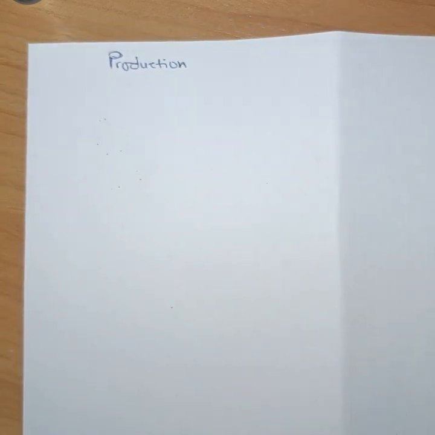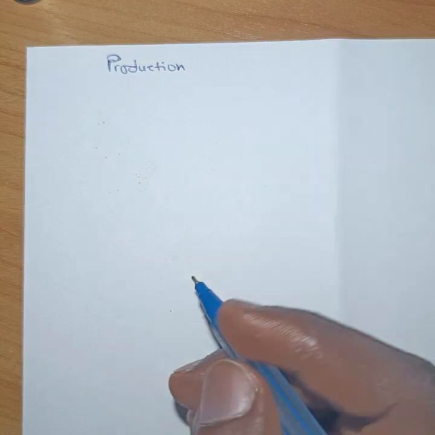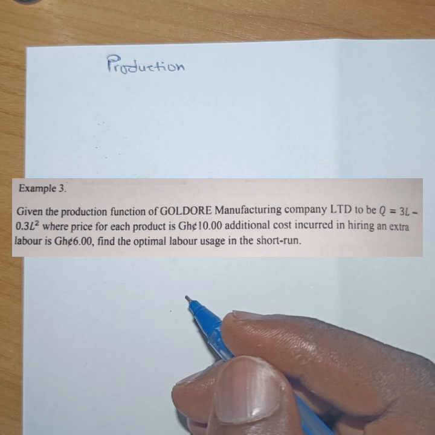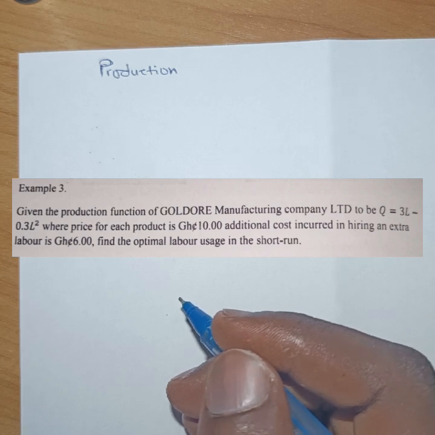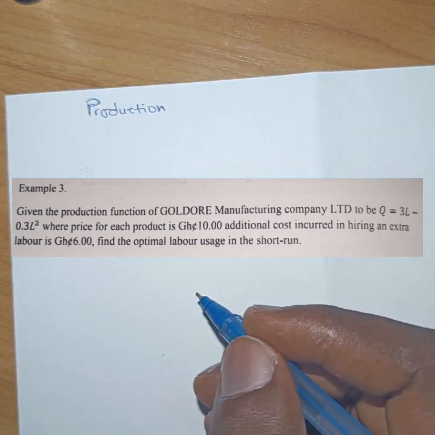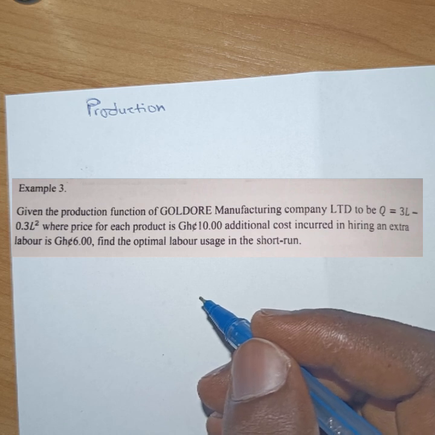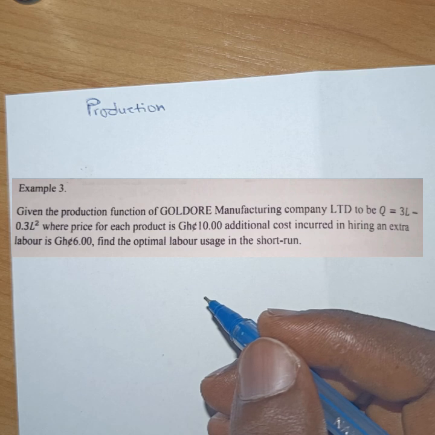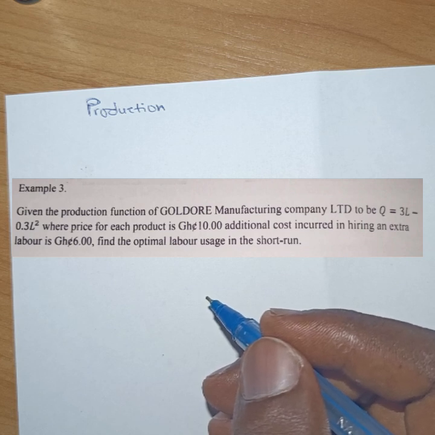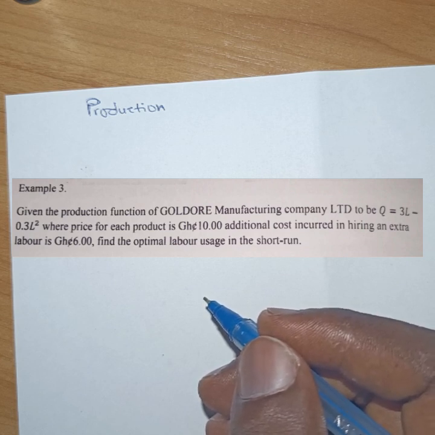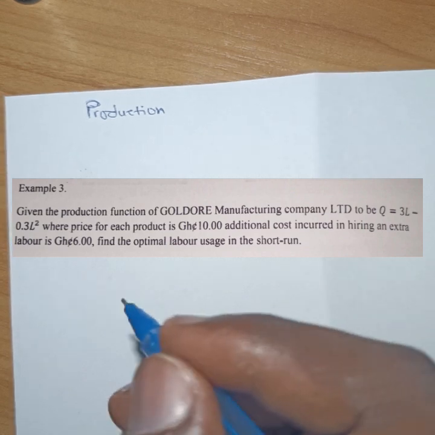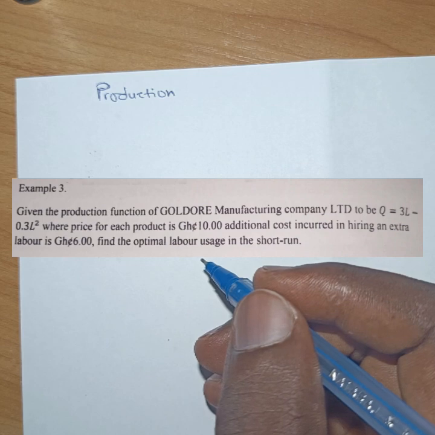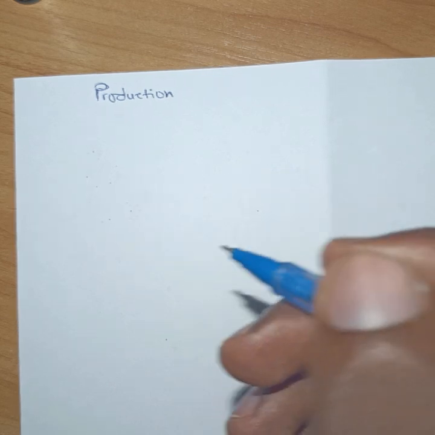All right, so let's pick this question. It says that given the production function of Gold Door Manufacturing Company Limited to be Q equals 3L minus 0.3L squared, where price for each product is 10 cedis, additional cost incurred in hiring an extra labor is 6 cedis. Find the optimal labor usage in the short run. So this question, they gave us the short run straightforward that we should find. So that should be easy.